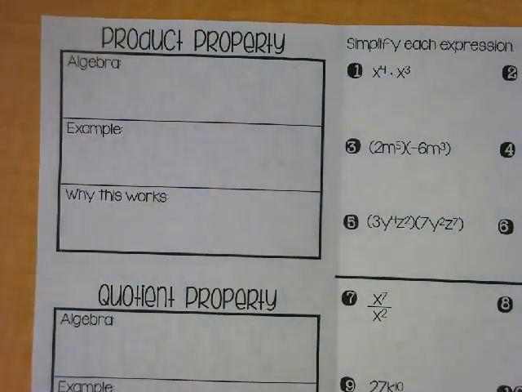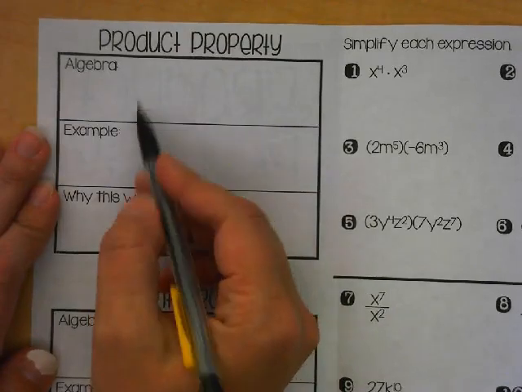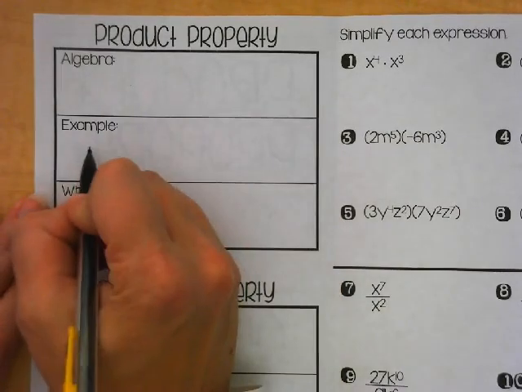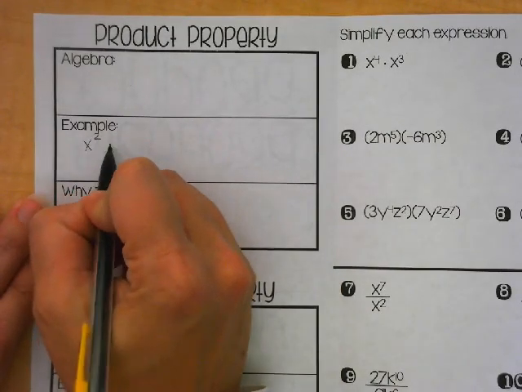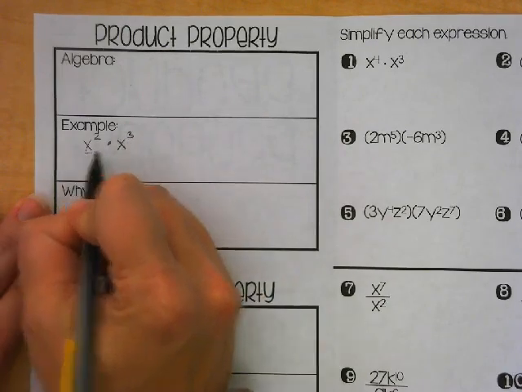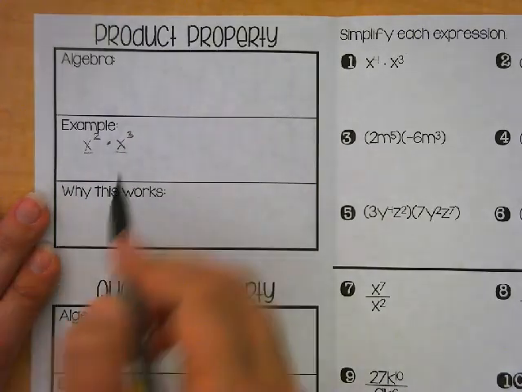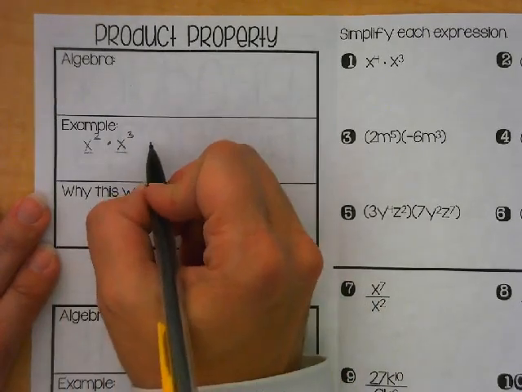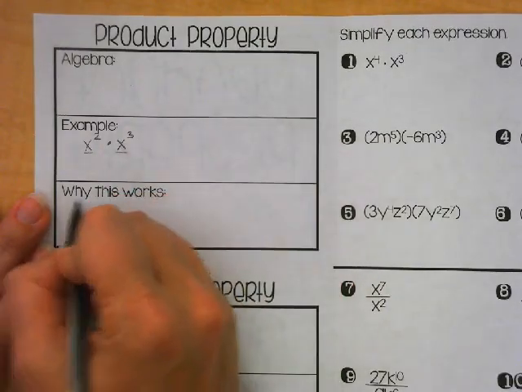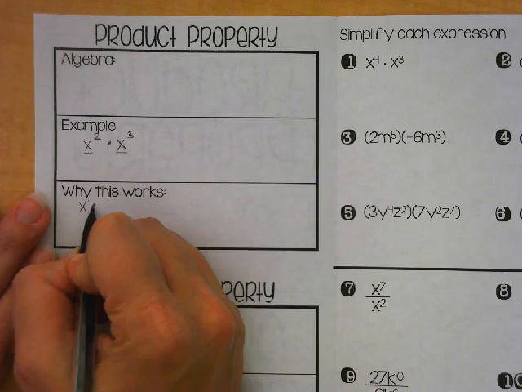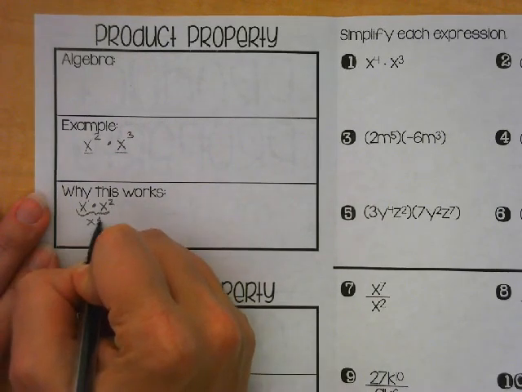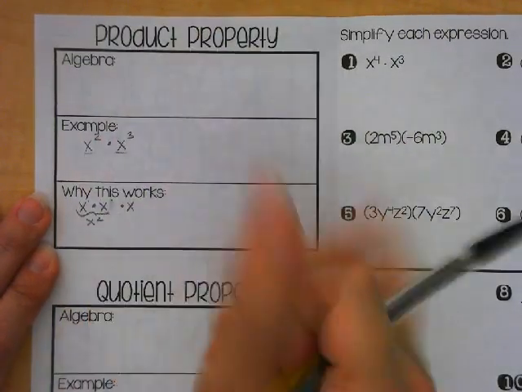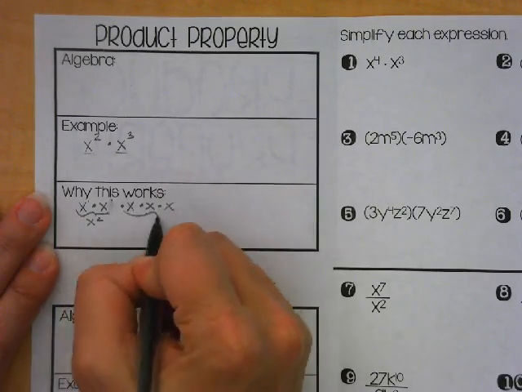When we look on the inside here, I'm going to give you an example and then we will see how it works and we'll come back to this algebraic rule. So if I gave you x squared times x to the third, notice that these bases are the same. Remember, on an exponent or on a power, the big one is the base, the small one is the exponent. If we were to expand this out, to see why this works, I would write x times x. This is my x squared. And then for x to the third, x times x times x. This is my x to the third.